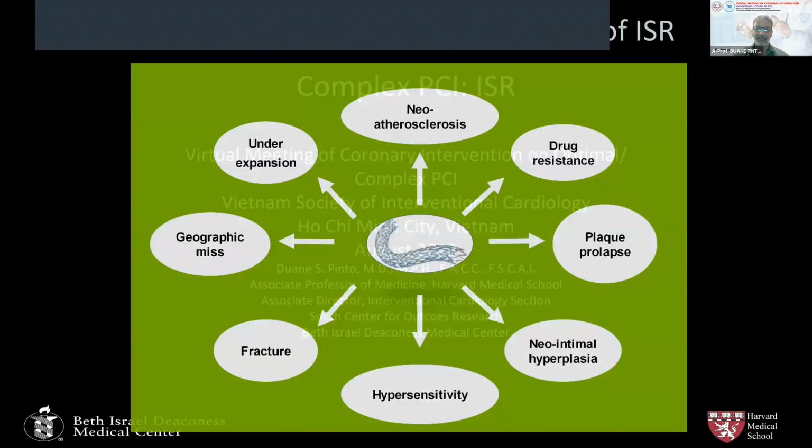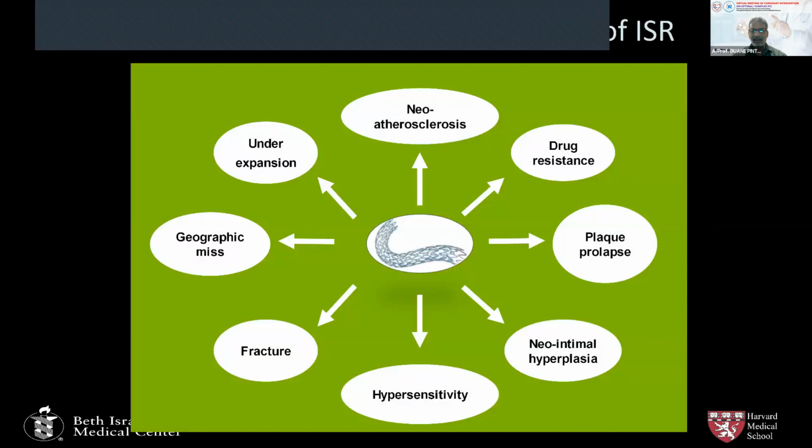I'm really impressed with the practice of interventional cardiology in Vietnam. Unfortunately, we suffer the same complications of our stenting procedures throughout the world. In the current era of drug-eluting stents, in-stent restenosis is something that we really have to be familiar with and know how to treat effectively. The causes of in-stent restenosis range from drug resistance, infrequent things like hypersensitivity and stent fracture, to more common things like neointimal hyperplasia and geographic miss, meaning we miss the lesion or the area that we injured with angioplasty.